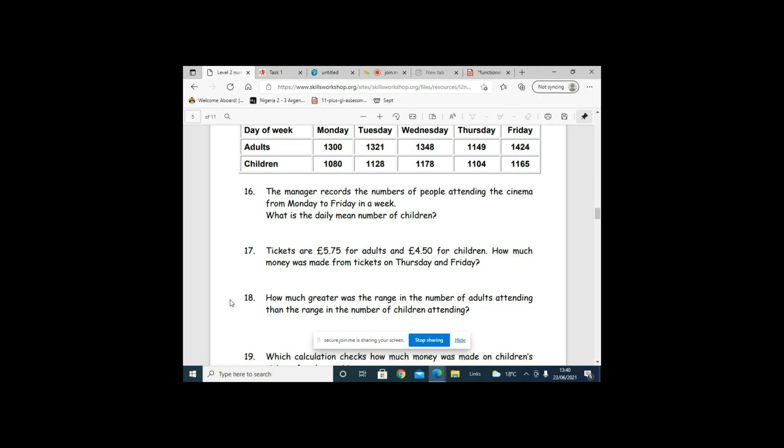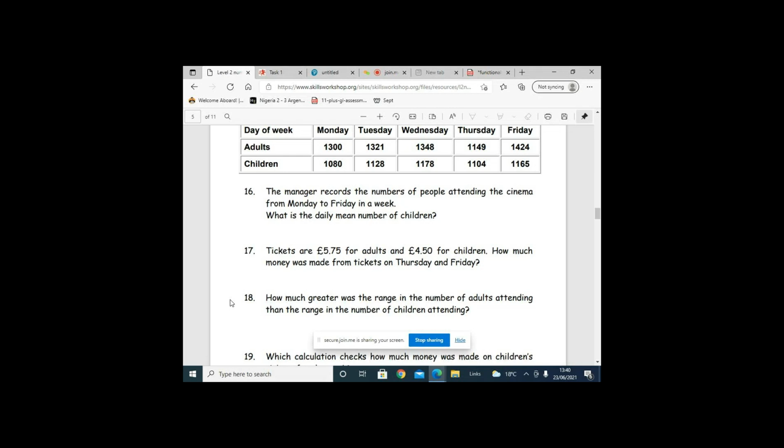Then the lowest. Yeah, 1,424. Then the lowest value there is what? 1,114. Yeah. 1,149 minus 1,149... 14. So the range for adults is 275.